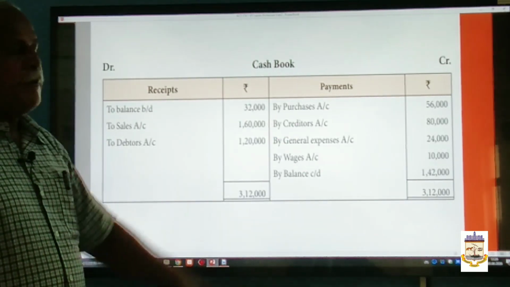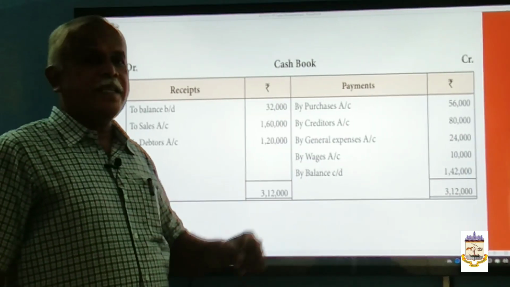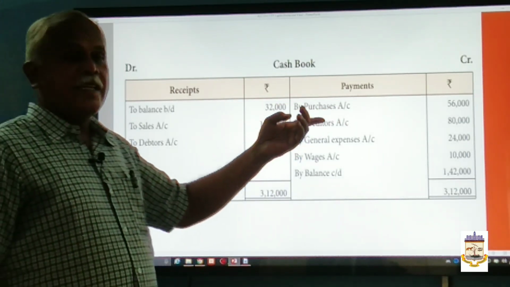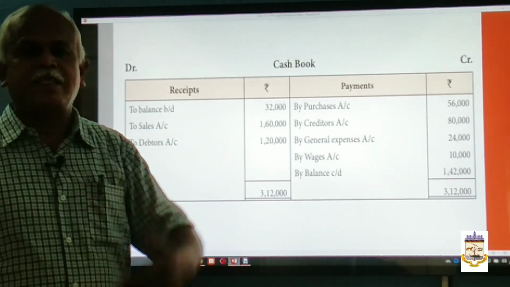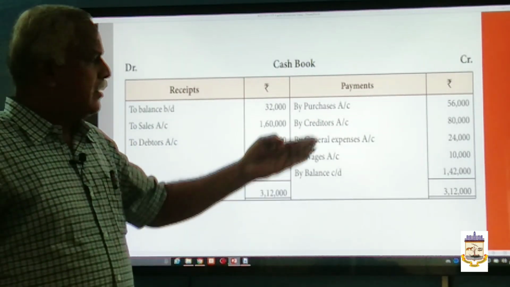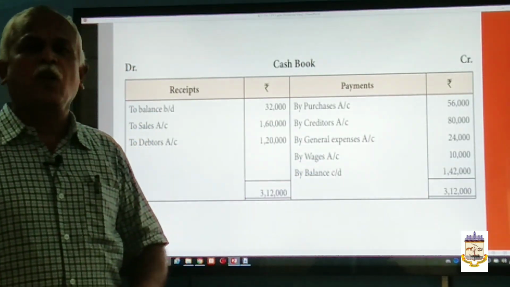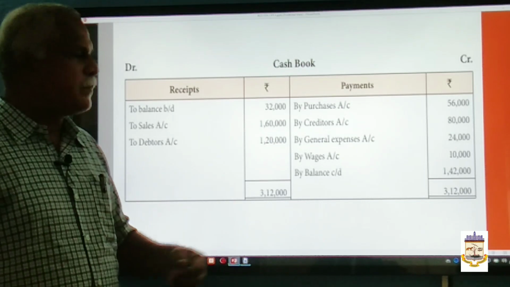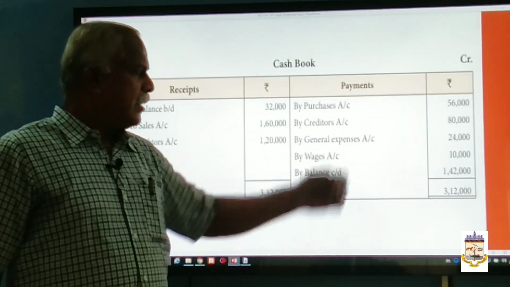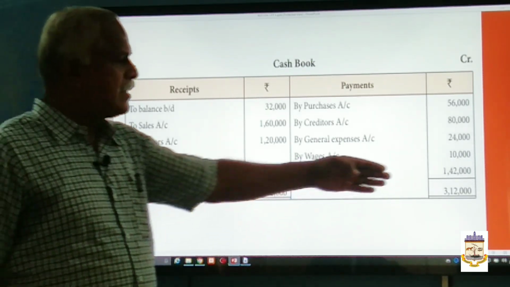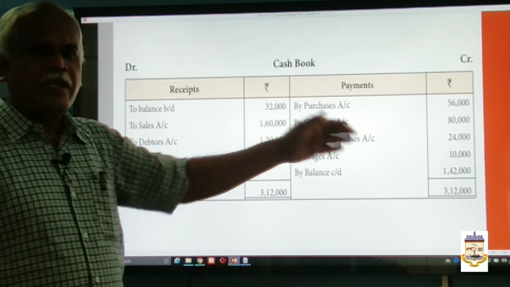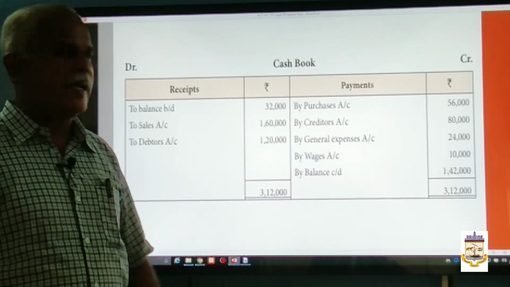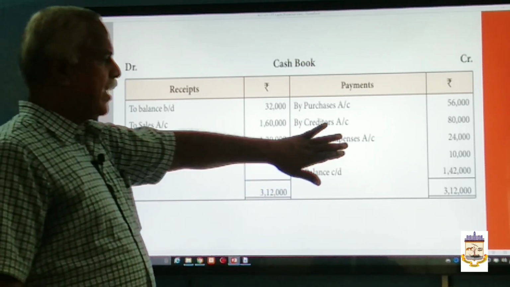On the payment side, what are the things we pay for? That is the purchase account, which is nothing but cash purchases. If it is recorded in the cash book, it is called cash purchase. Creditors account, that is payment made to creditors for purchases we made earlier, which are paid now. General expenses, other nominal accounts, expenses like salary, electricity bill, stationery charges or various other expenses, we show on the payment side, that is general expenses, wages, and this is the closing balance. At the end of the accounting period, we arrive at a balance, that is the closing balance, which will be recorded as an asset in the balance sheet. This is how a cash book looks.